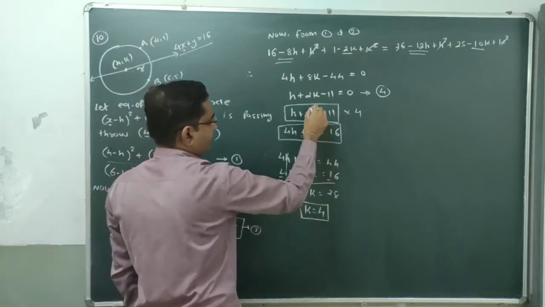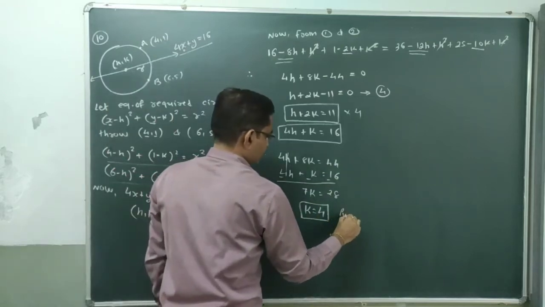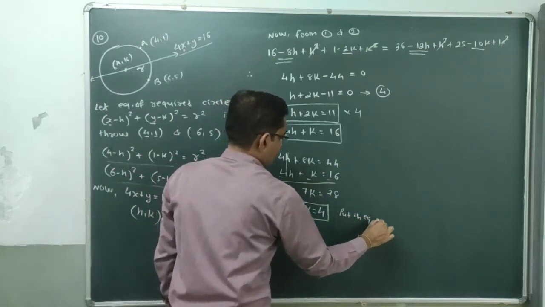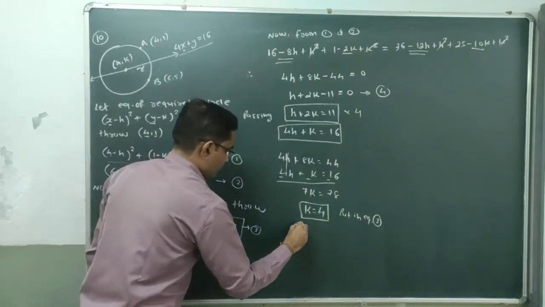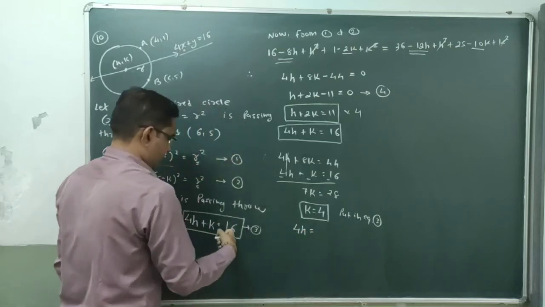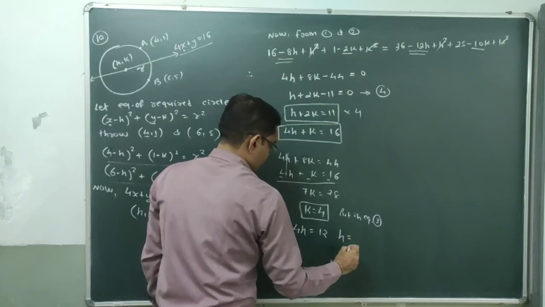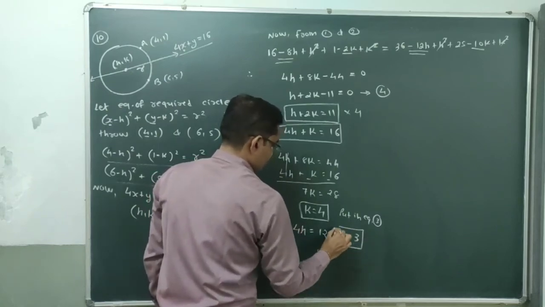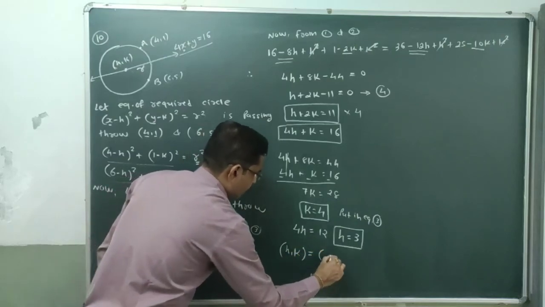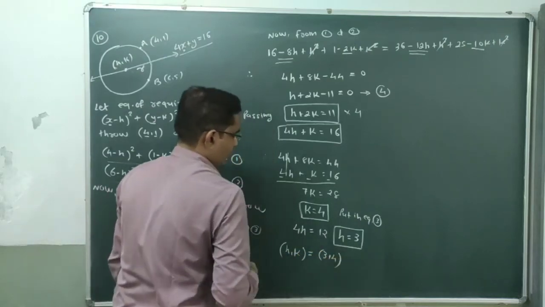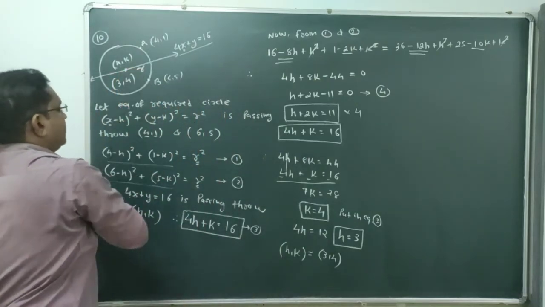Put this value of k in either one of the equations. So put it in equation number 3. Here we are getting the value of h, k equal to 4. So 4h equal to 16 minus k, k is 4, so 12, and therefore h will be 3. Done. So the coordinates of the center are h comma k, and that is equal to 3 comma 4.